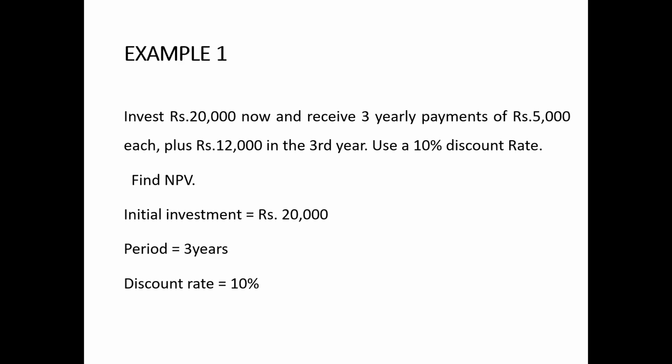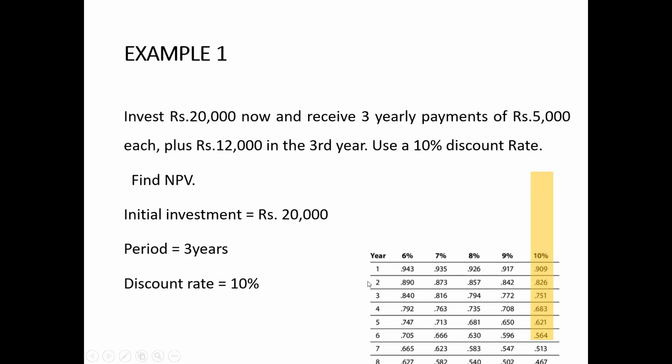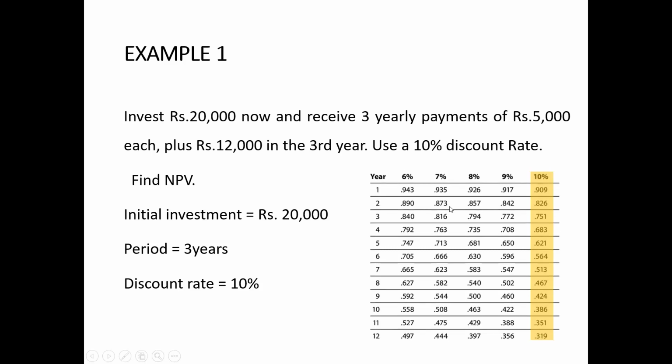So the initial investment is 20,000. We are going to calculate for 3 years and the discount rate is 10%. Now let's see how we are going to calculate the NPV using this basic question. Here you can see the discount factor table. I have highlighted in yellow color the discount rate of 10%. Now use this rate and calculate the NPV.